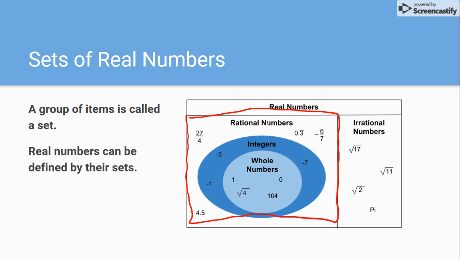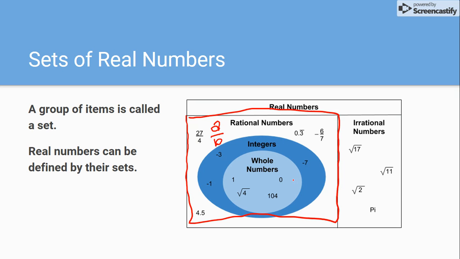We talked about rational numbers, and rational numbers can be written as a fraction. Anything that can be written as A over B, where B is not 0. If B is 0, you can't do that. It's undefined. You cannot divide by 0. So rational numbers also include integers and also include whole numbers.